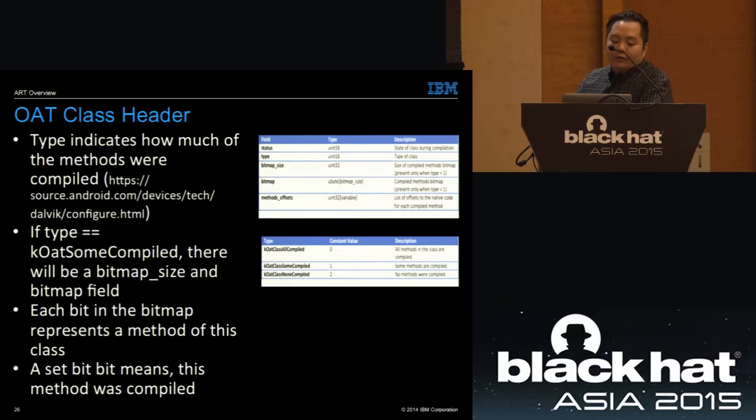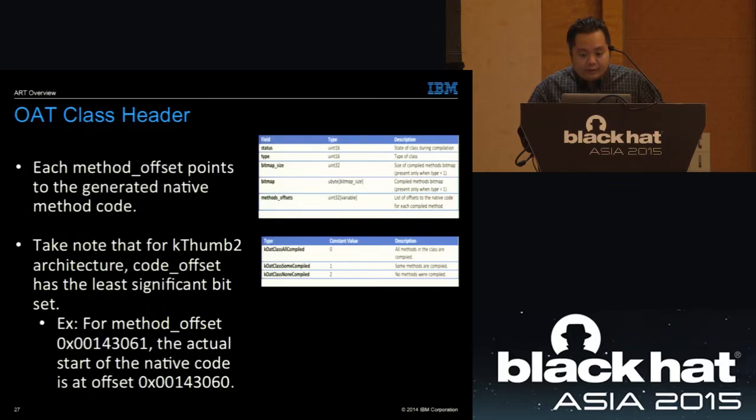Now, if type is kOatClassSomeCompiled, there's going to be a bitmap with each bit in the bitmap representing a method of this class, and if that bit is set, it means this method was compiled. And for each compiled method, there's going to be an entry in the method offsets field. The method offsets field points to the generated native code. So now we know how to locate where the generated code for those methods is.